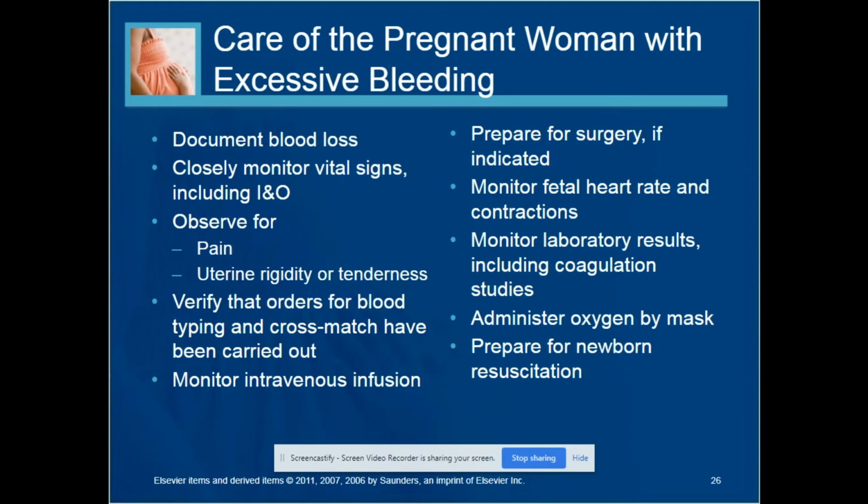We're going to administer oxygen because decreased blood volume means decreased oxygen. However, the body needs more oxygen consumption because of all the trouble it's going through. The only way they can get that is by you administering it. We're going to prepare for newborn resuscitation.